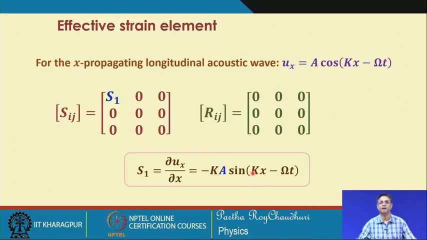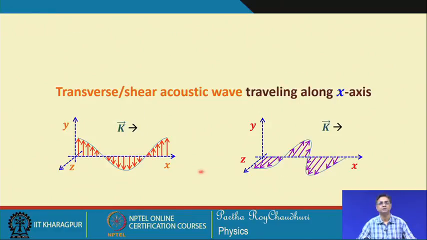This capital lambda will be the periodicity, and the periodic change in the refractive index will propagate with the wave with a frequency omega. We will see that. Now, transverse or shear acoustic wave traveling along the x axis.